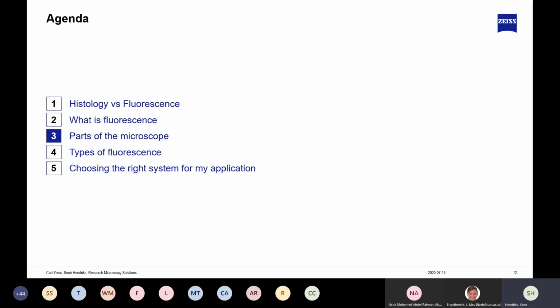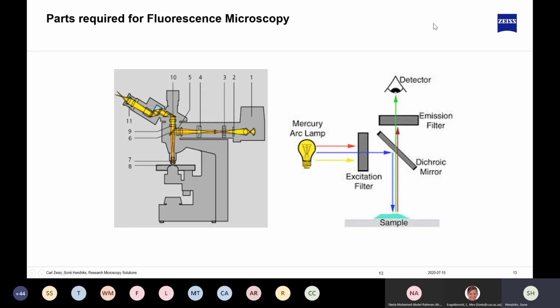So let's see now what parts of the microscope we need to consider for doing fluorescence. The very first thing is you need a specific light source to create enough energy for exciting the molecules in your sample of interest. Typically, in this example we have a mercury arc lamp, and this is a broad spectrum white light source.